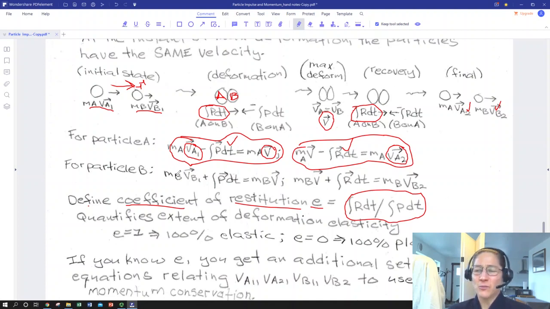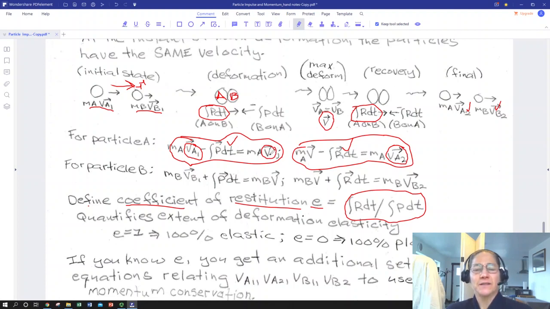We can walk particle B through the collision the same way, except in all cases, rather than being pushed back on, it's being pushed along by particle A. So the signs have changed from the viewpoint of particle B. It enters with VB1. As it gets subject to the deformation phase of the impact, it's being pushed forward by particle A, and so it will speed up.